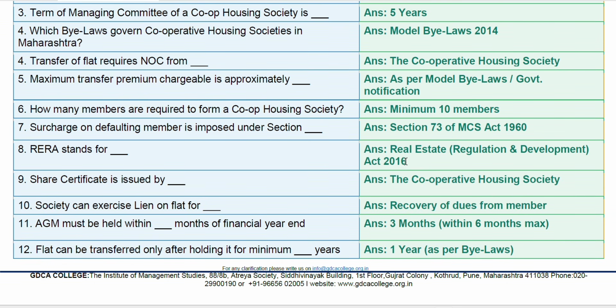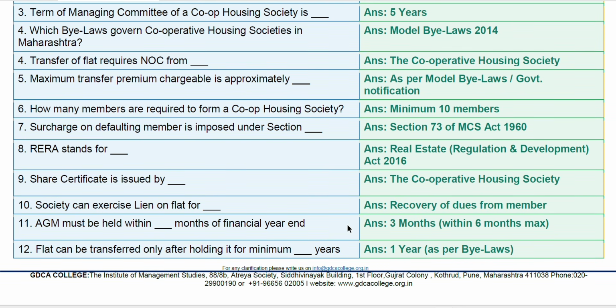Share certificate is issued by the cooperative housing society. Society can exercise lien on a flat for recovery of dues from members. AGM must be held within 3 months of financial year end, or within 6 months maximum. Flat can be transferred only after holding it for a minimum of 1 year as per bylaws.